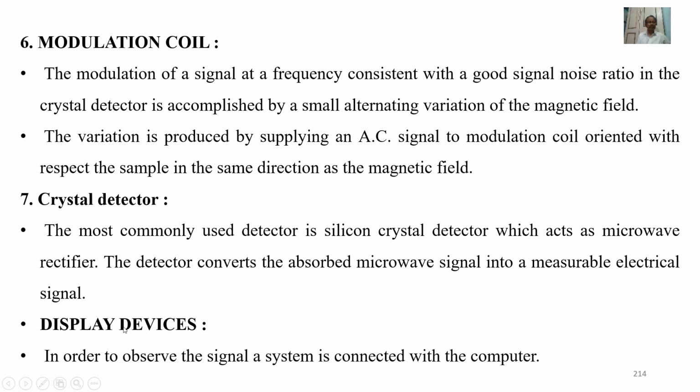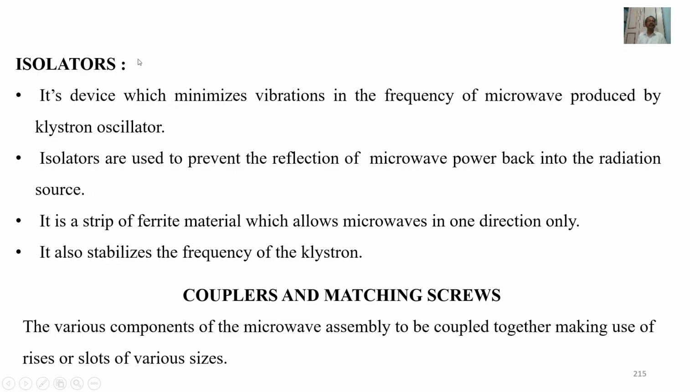The display devices. In order to observe the signal, a system is connected with the computer. Isolators. It is a device which minimizes vibrations in the frequency of microwave produced by a klystron oscillator. Isolators are used to prevent the reflection of microwave power back into the radiation source. It is a strip of ferrite material which allows microwaves in one direction only. It also stabilizes the frequency of the klystron.